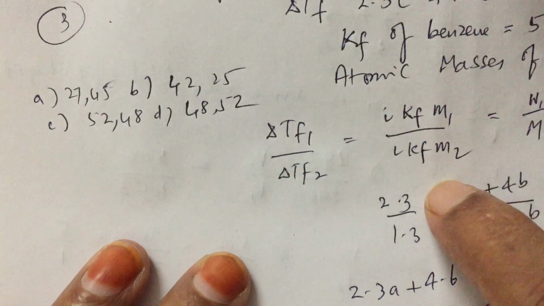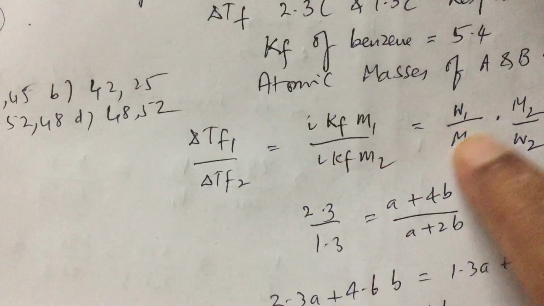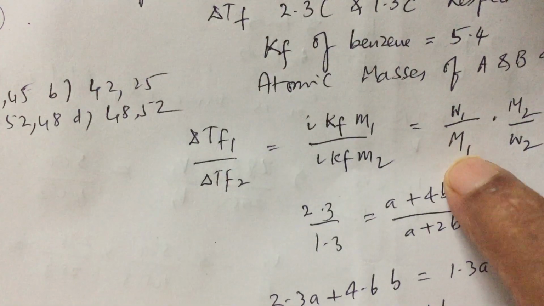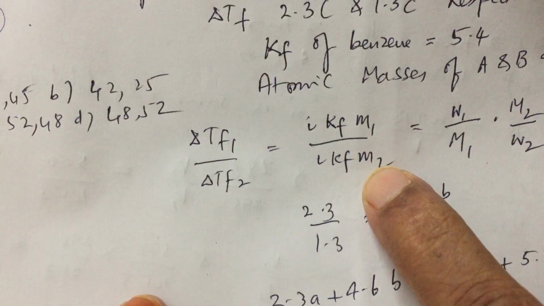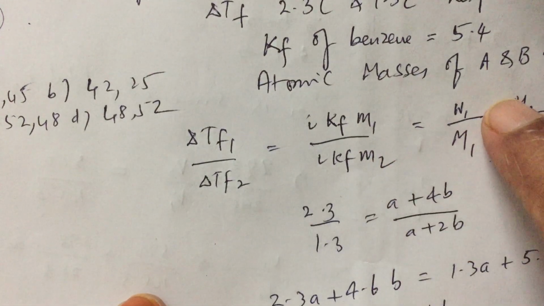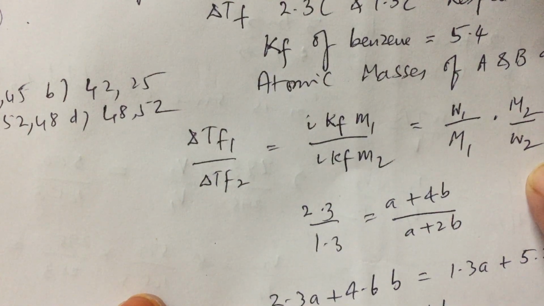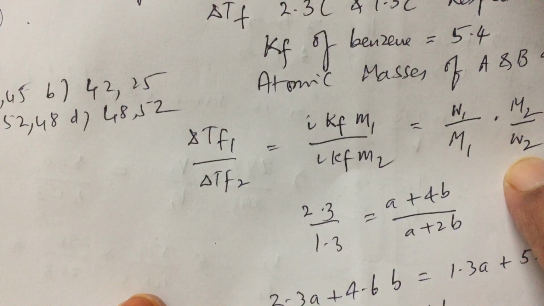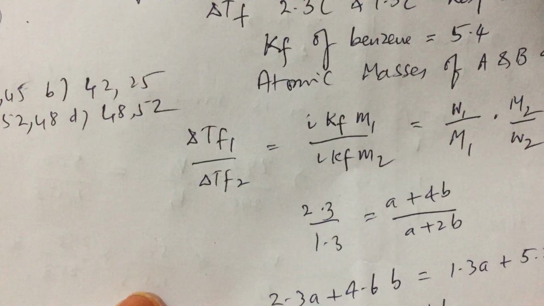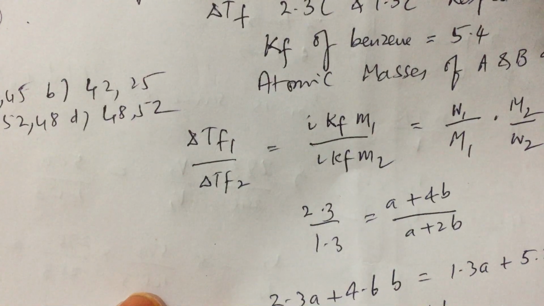Molality 1 by molality 2 is equal to the number of moles of 1 by the number of moles of 2. That is equal to the weight of the first solute by its molecular weight, divided by the weight of the second solute by its molecular weight, which is equal to W1 by M1 into M2 by W2. If AB4 solute molecular weight is A plus 4B, and AB2 solute molecular weight is A plus 2B, then M2 by M1 is equal to A plus 4B by A plus 2B.